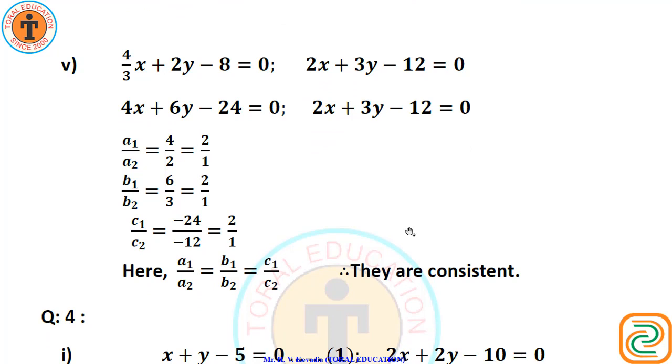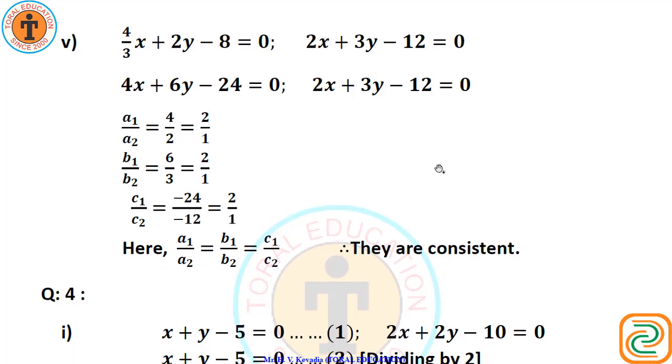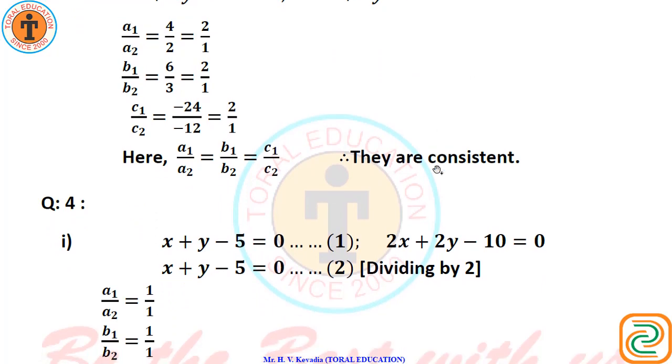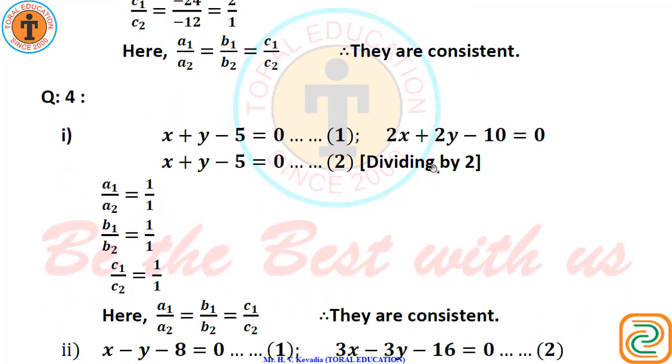Question number 4 is written: which of the following pairs of linear equations are consistent or inconsistent? If consistent, obtain the solution graphically. I have not drawn the graph, you know very well. Graph should be drawn by your own on the graph paper. Here there is no graph paper on the desktop. So here is question number 1 in 4.